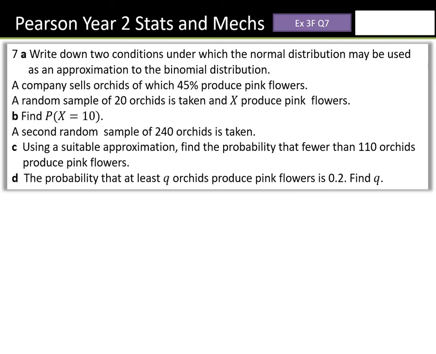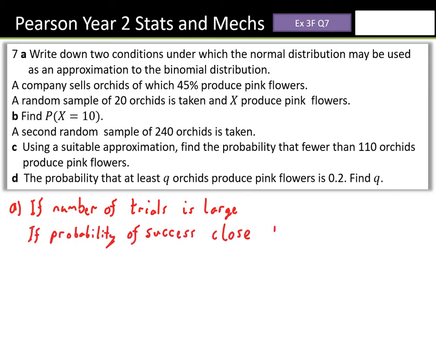First part of the question, we're asked to list the conditions under which we can use a normal distribution to approximate a binomial. Well, there are two conditions: if the number of trials is large, or if the probability of success is close to 0.5.